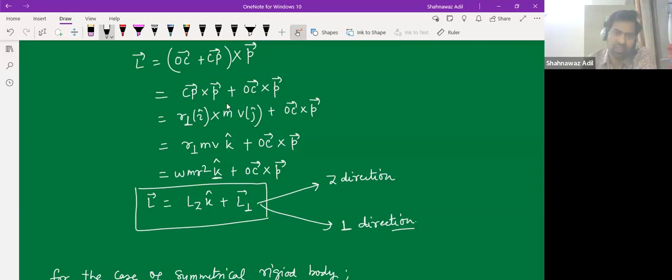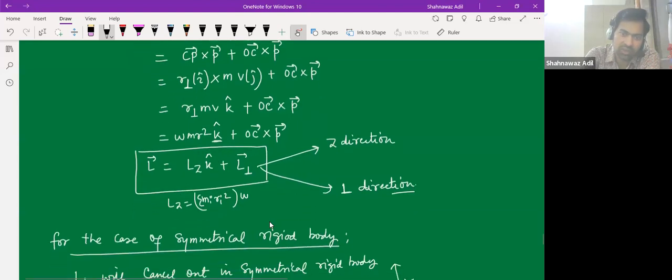And remember, we have written it for one particle, right? So for all the individual particles, this would simply be Lz equals summation of mi ri square omega, and then this would be I, right?